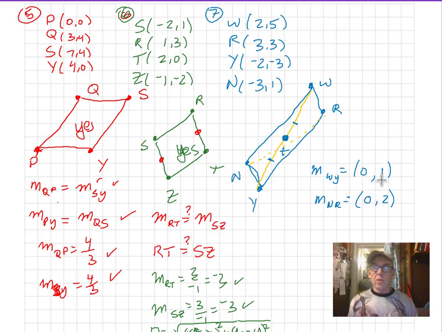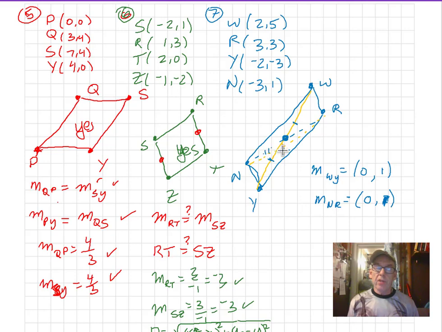So let me double check this first one up here. WY, looking at the y's from W and Y, we got a 5 and a -3, that's a 2. Look at the NR one, 3 and 1 is 4. Oh, we got to do it divided by 2. That gives us a 2. Over 0 and up 1 is also the midpoint of this segment through here. I forgot to do the divide by 2. So we've shown, using the midpoint, that both of these diagonals share the same midpoint.